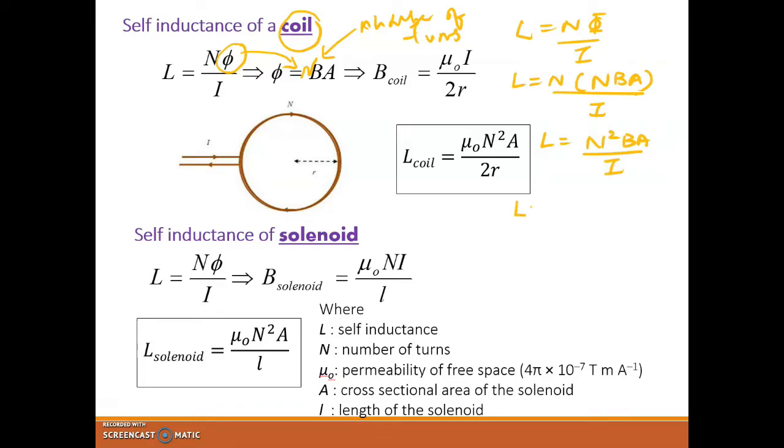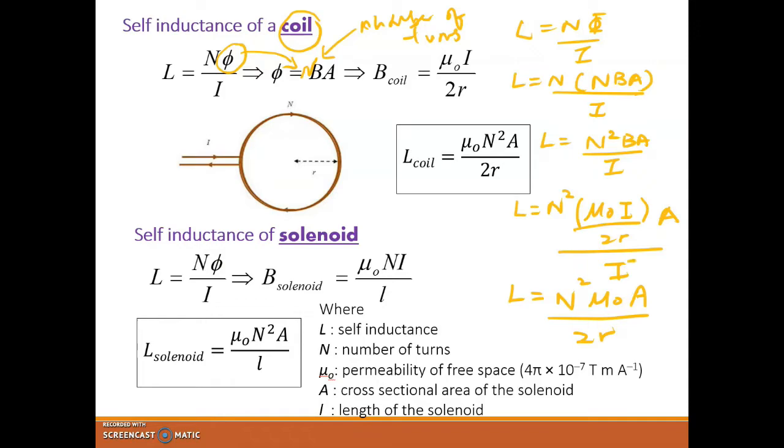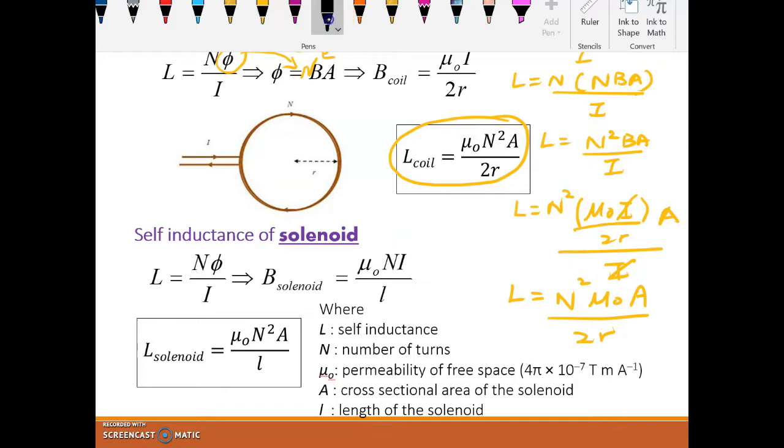So L equal to N squared BA over I. So B is B coil, so N squared, B is mu naught I over 2R, A over I. So we have L is equal to N squared mu naught A over 2R, because we can cancel off the I. So we have N squared mu naught A over 2R for self-inductance of a coil.